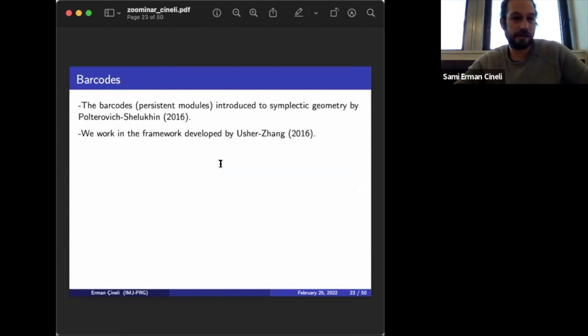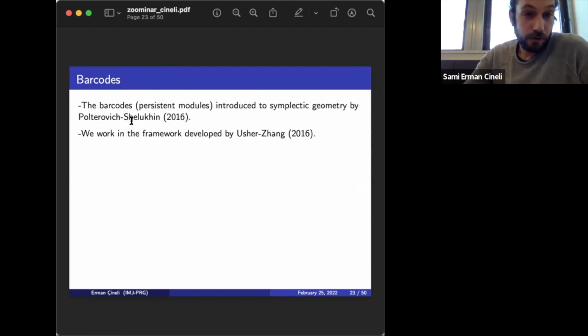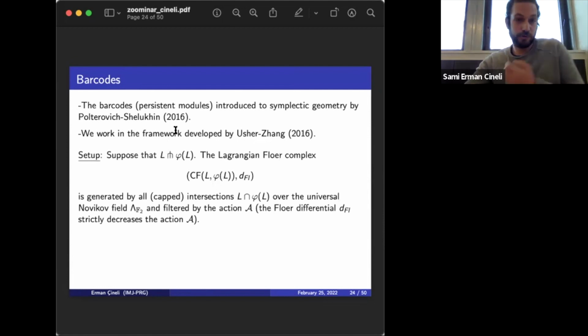These are the results. Now, I would like to briefly go through barcodes. Barcodes and persistence modules were introduced to symplectic geometry by Polterovich and Shelukhin, and then became a widely used tool. In this work, we use the framework developed by Ashraf and Zhang. Before I go through that framework, let me tell you our setting. Let's suppose that L and phi of L intersect transversely.